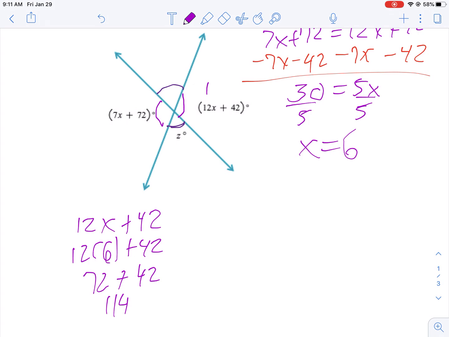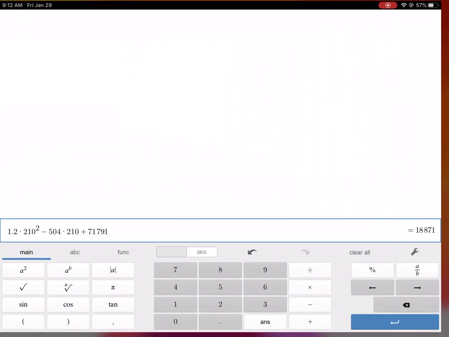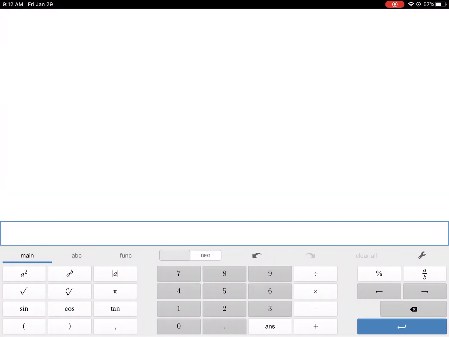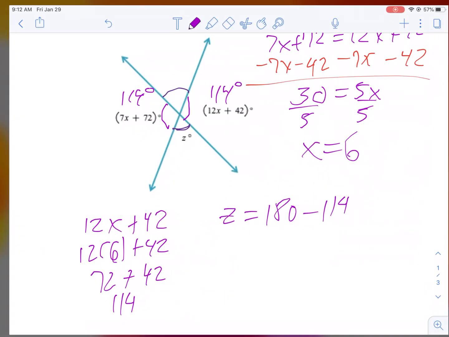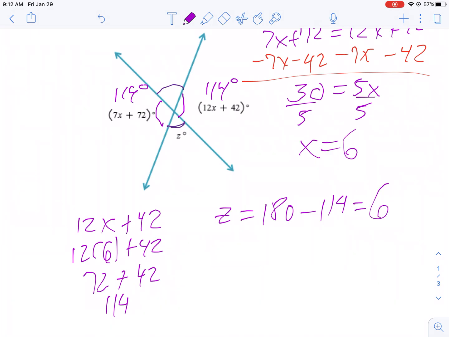So we know this angle is 114 and this angle is 114. And since we know they're supplementary with z, z is going to be 180 minus 114. I think we'll use a calculator for that. And you get 66 degrees. There you have it.